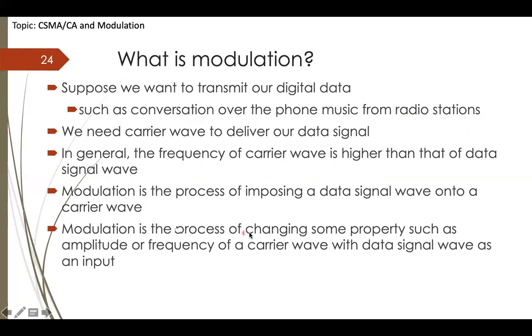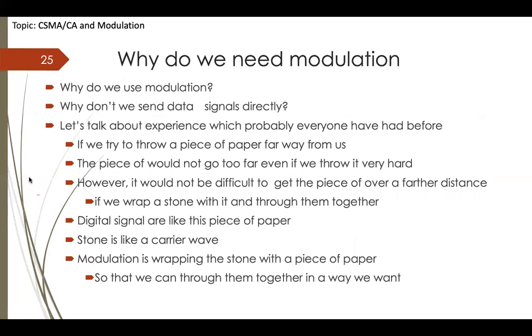So modulation is the process of changing some properties, such as amplitude or frequency, of a carrier wave with a digital signal wave as an input. So you will be providing your data to the carrier wave, and then the carrier wave will take your data to the destination. Why do we need modulation? Why don't we send the data signal directly?